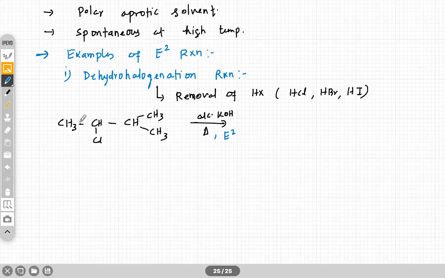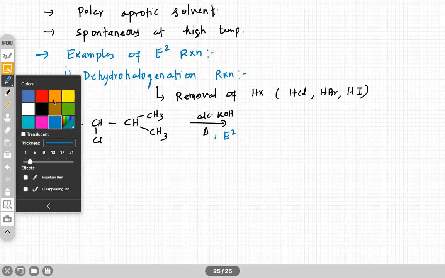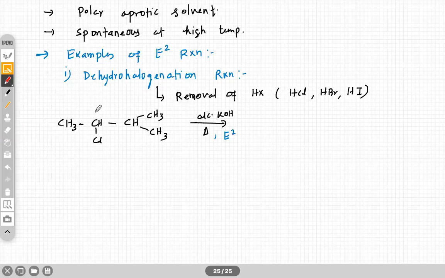The base takes H plus from here or here. See, first of all, this carbon is the alpha carbon which is attached to the halogen. And adjacent to the alpha carbon, this is beta and this is beta. So this base can take hydrogen from any one of the beta carbons. So we'll get two products here. The first one is when this H plus comes out, this Cl minus is taken up by K and forms KCl. When this H plus comes out, we'll get a double bond here.